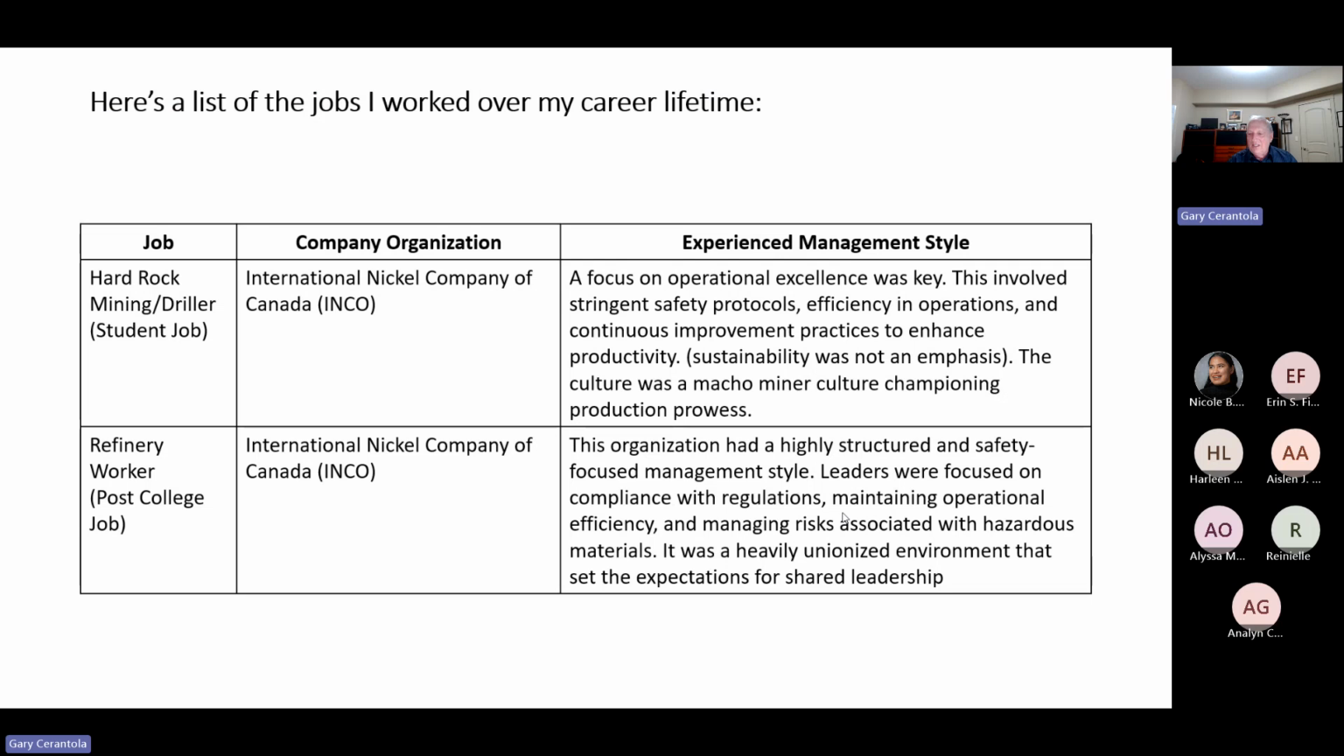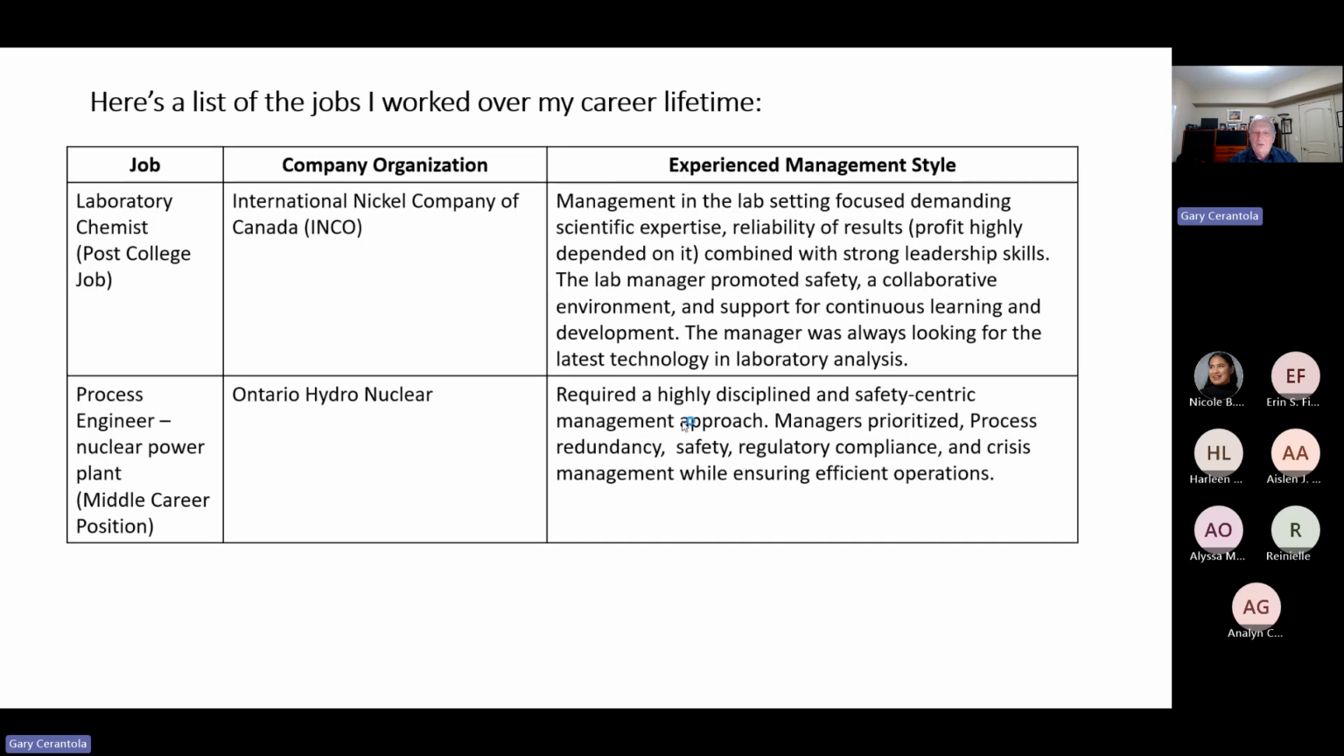It was all about compliance with regulations. It was a carbonyl plant, which is gas. If there was a gas leak, the risks, life risk was there. So, a heavily unionized environment, with a set of expectations for shared leadership. So that was different. And then I actually worked, because part of me is a chemist.